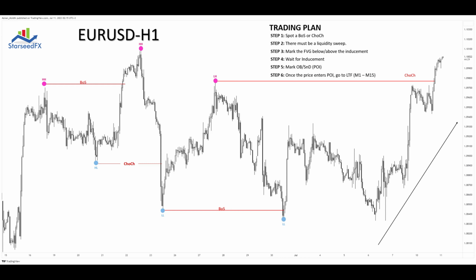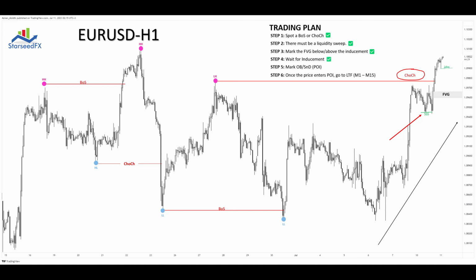You'll be happy to note that we've already identified a change of character here, which is equivalent to a break of structure, ticking off step 1. Moving on to liquidity, we've located it right here, fulfilling step 2. For step 3, let's mark the fair value gap. Following that, in step 4, we need to play the waiting game for the inducement to form.